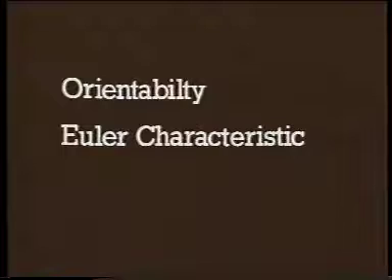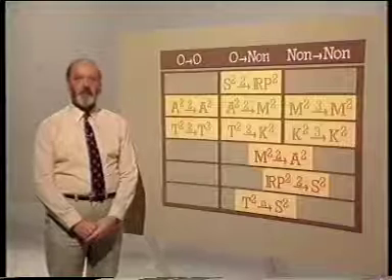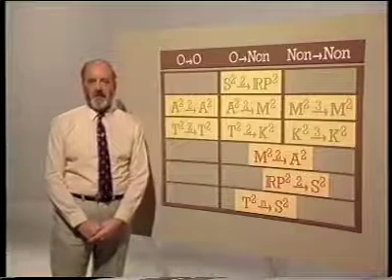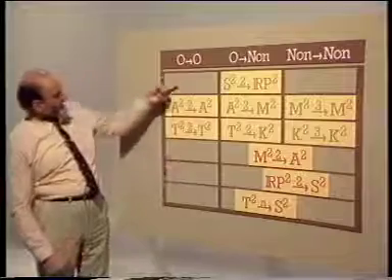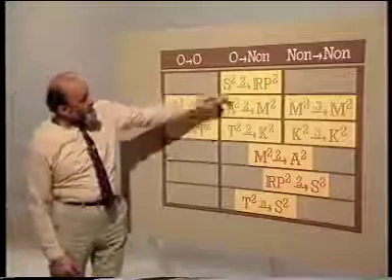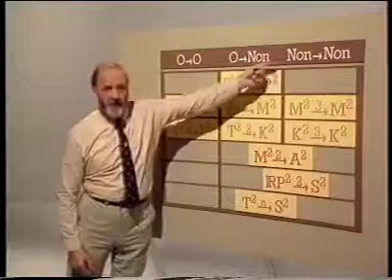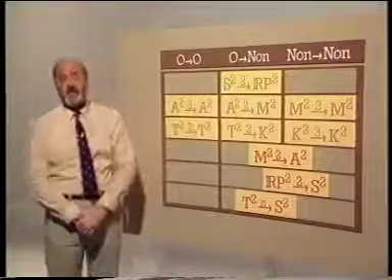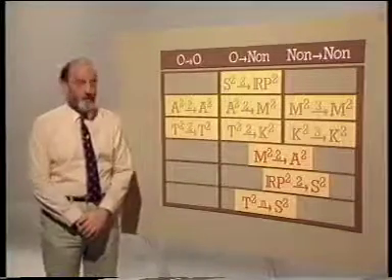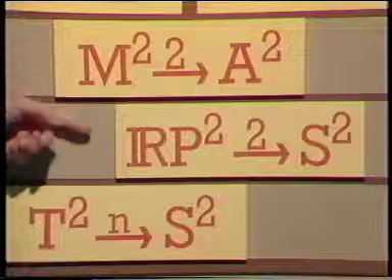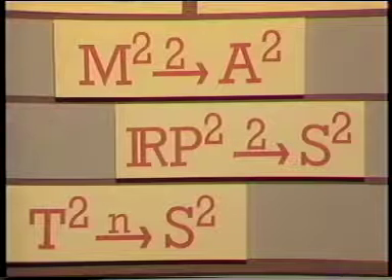Let's take orientability first. We've seen three types of example: orientable to orientable, orientable to non-orientable, and non-orientable to non-orientable. What about the fourth possibility, non-orientable to orientable, like these two? Well, we can prove this can't happen.